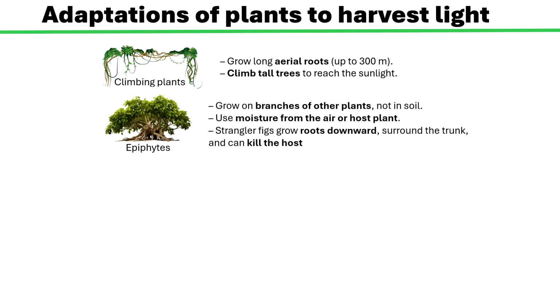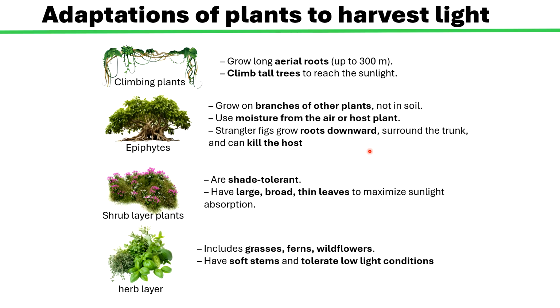Here we've got a few adaptations from plants. This one's pretty interesting. The climbing plant, in order to access the sunlight, grows long aerial roots up to 300 meters to climb the tall trees. Then we have epiphytes that don't actually grow in soil. They grow in the branches of other plants using their moisture and the moisture from the air, and even growing downwards, sometimes even killing their host.